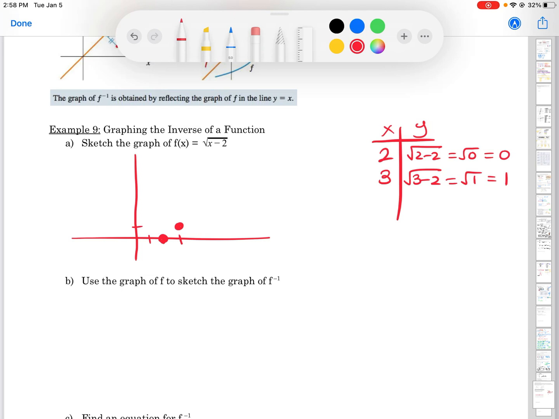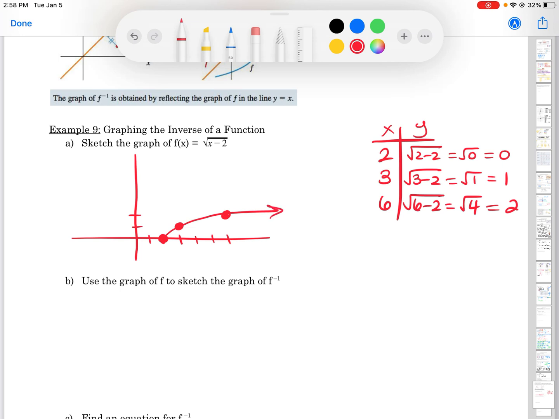And then if we plugged in 4, we'd get root 2, so that's no good. 5 would be root 3, maybe 6 would be, let's see, 6 minus 2, that'd be the square root of 4, which is 2. And we could keep going, but there we have it.